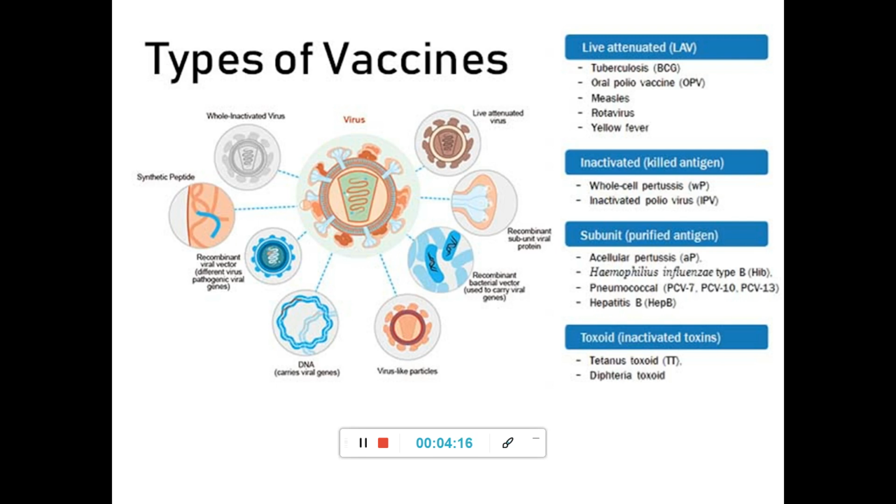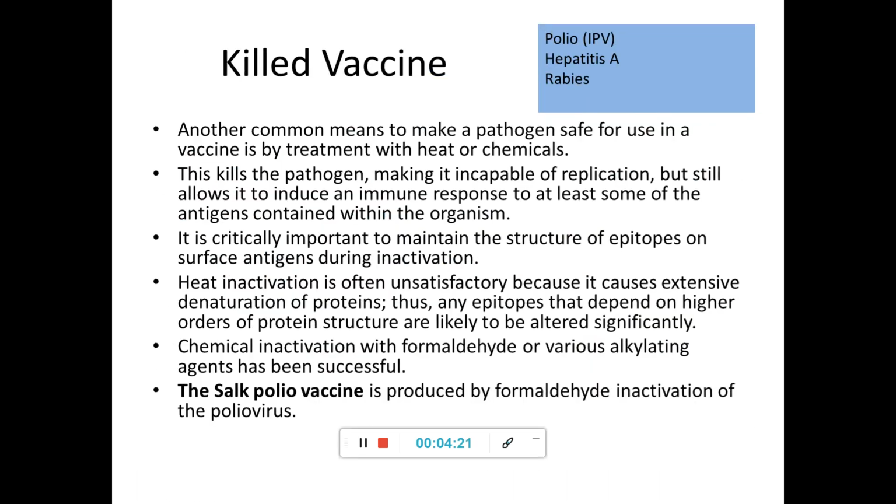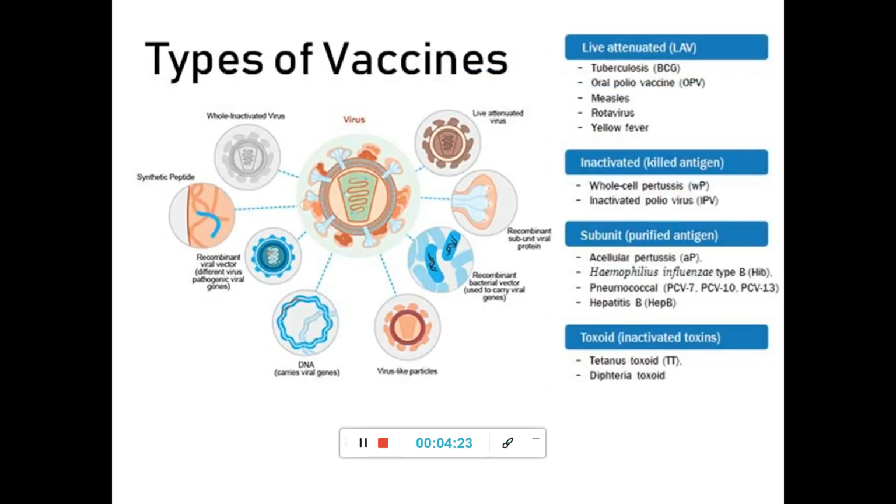About how we attain live attenuation we will be talking in detail, but I am just giving you an inclusion about what are the different vaccines that we have. Now here, live attenuated vaccines we have for tuberculosis, for example BCG is a vaccine, oral polio vaccine, measles vaccine, the rotavirus vaccine, as well as the yellow fever vaccine. These all are mainly the live attenuated vaccines.